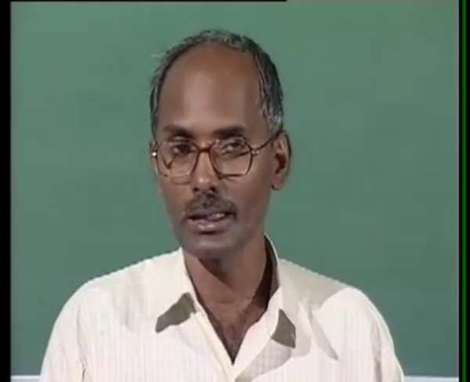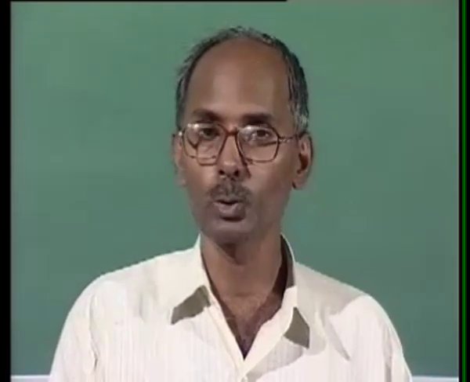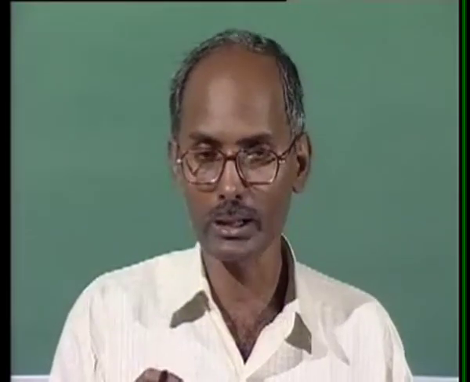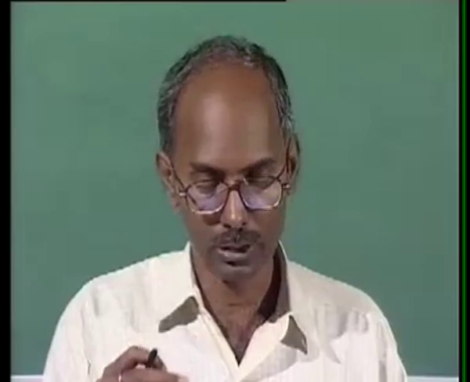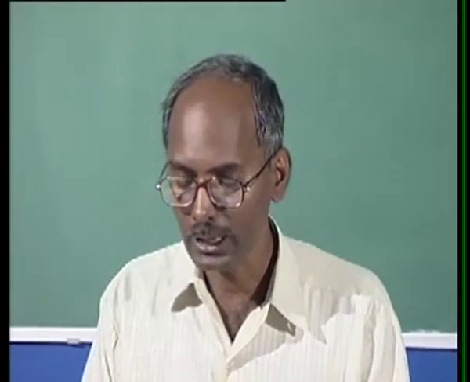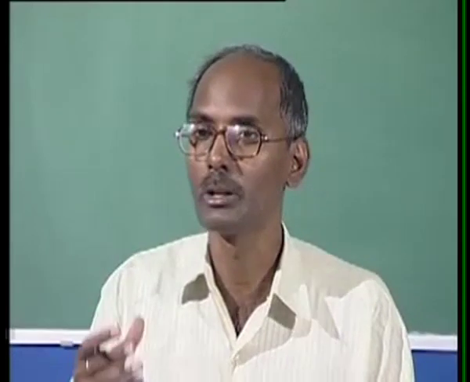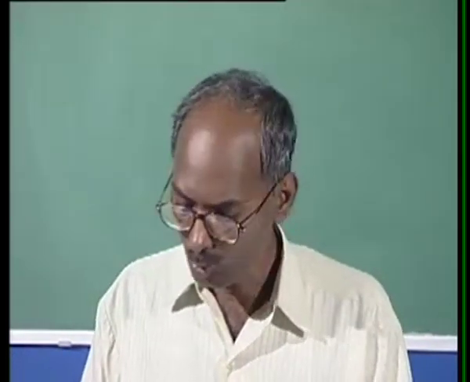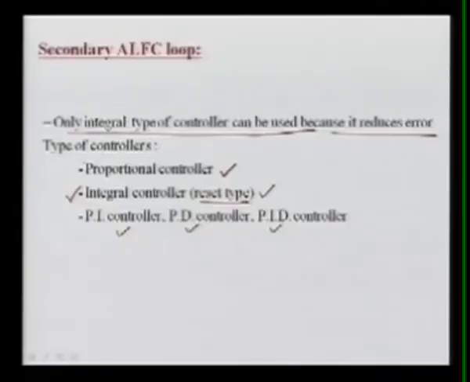So our criterion and concern here is that we have to use some reset type of controller, so that the change in error, the static error, is maintained at 0. So we use the integral controller. Only an integral type of controller is used because it reduces the error, which is our criterion here. Then we decide the gain, etc., so that the closed loop system is stable. Here you can see how we are going to add that.